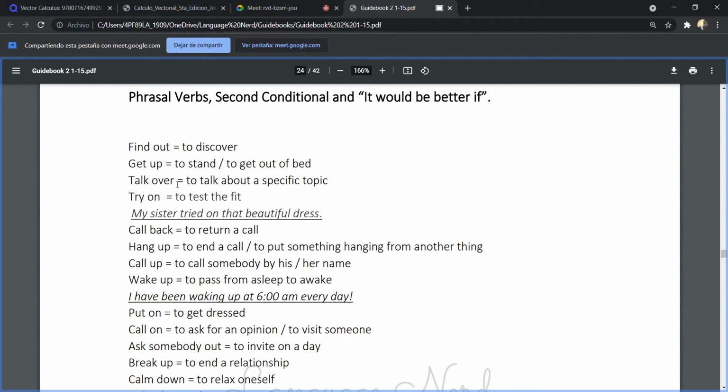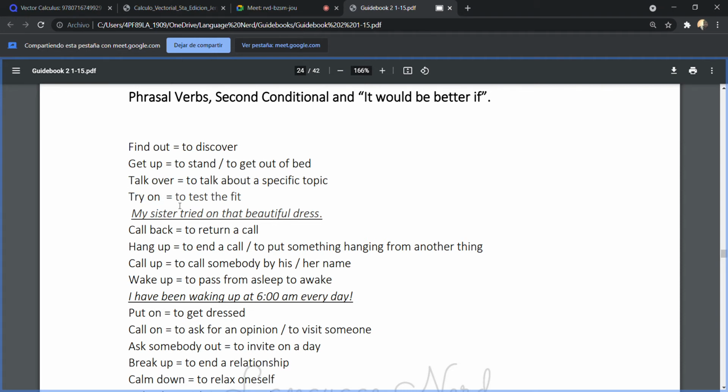Okay, then we have talk over. Talk over. This means to talk about a specific topic. Okay, so for example, we talk over mathematics or we talk over biology. We talk over race management or something like that. That's talk over.